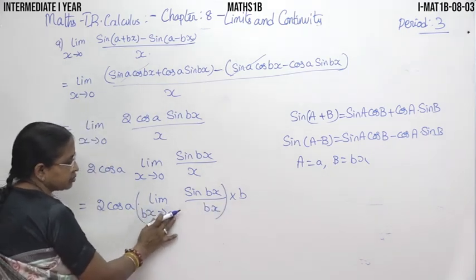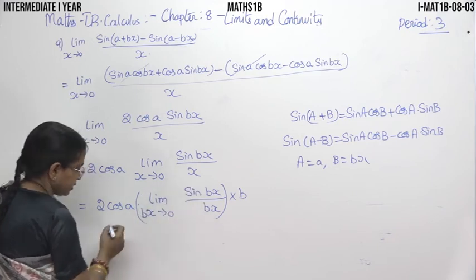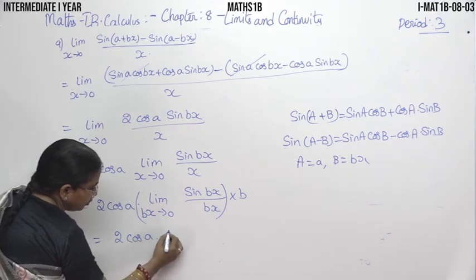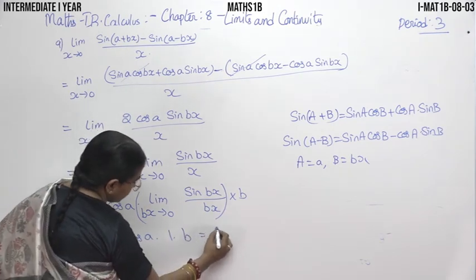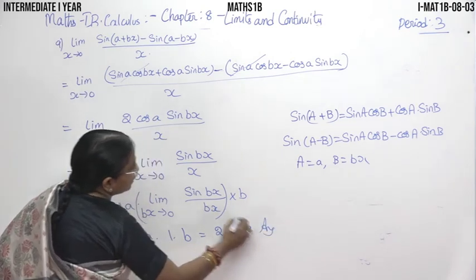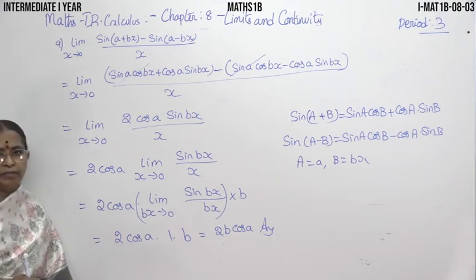Limit x tending to 0 of sin x by x, which is 1. So it is 2 into cos a into 1 into b. So that is 2b cos a. This is the answer. So like this we do the problem. This problem is again very important. Now we'll do some more problems or we'll write the homework.